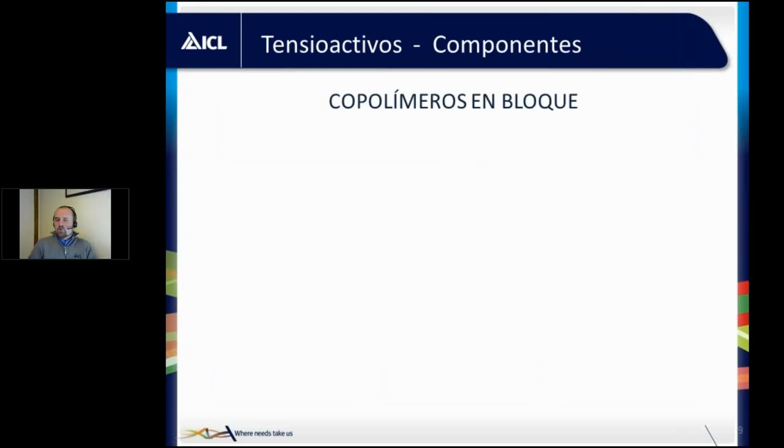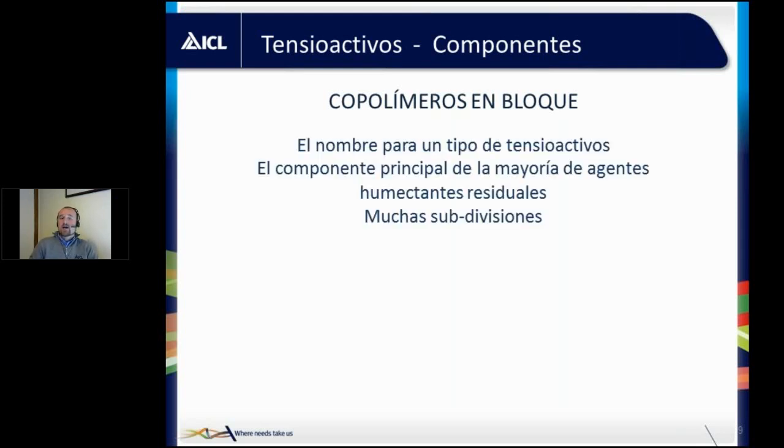So, again, a little bit more information. When we talk about surfactants, one of the key components, particularly for residual surfactants, is this molecule called a co-block polymer. Essentially, this is a name, a classification we give to a particular type of surfactant. And our co-block polymer is the main component of most of the residual wetting agents that are out on the market. It's important to say that there are many subdivisions and varieties of co-block polymers.